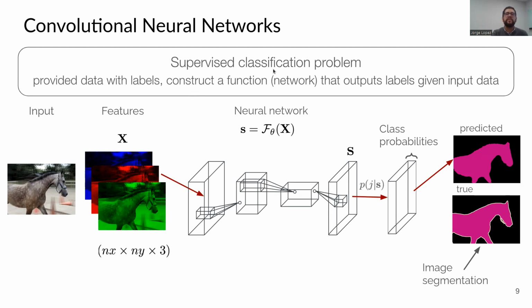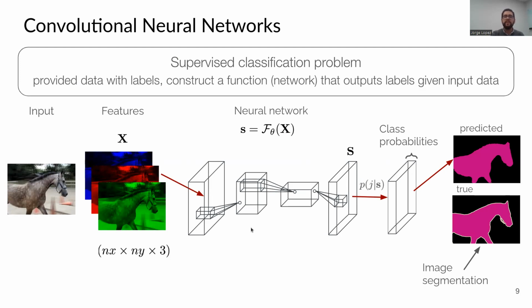So this is a supervised classification problem where we're provided with labels and data, and we construct a function, which will be a network that outputs labels given some input data. For example, here we have the image of a horse, which in reality has the three RGB channels. So it will have a certain width, a certain height, and 3 RGB channels. That will be our input X here.